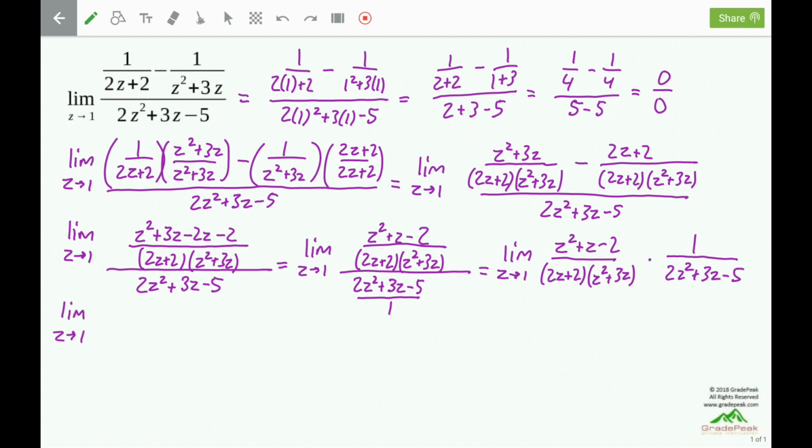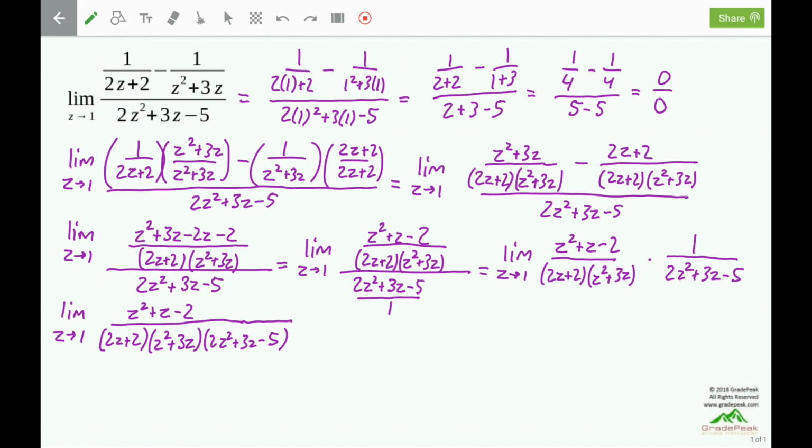We will have limit as z goes to 1. Multiplying the numerator, we have z squared plus z minus 2 times 1. So all that just stays the same. In the denominator, we don't want to FOIL anything. Keep this all factored. 2z plus 2, z squared plus 3z, and then 2z squared plus 3z minus 5. Now we have 0 over 0 here, and we haven't eliminated that just yet. That doesn't happen until we actually factor and cancel.